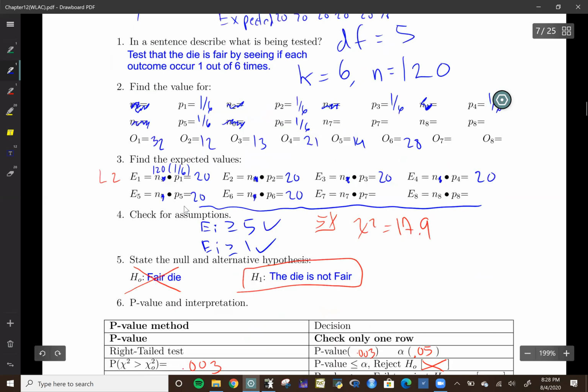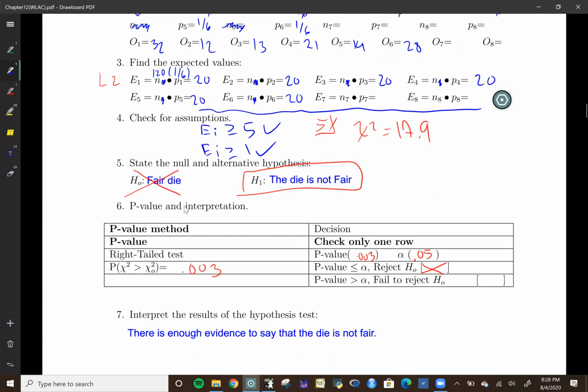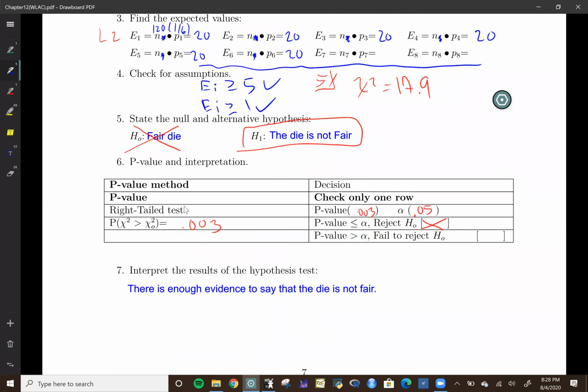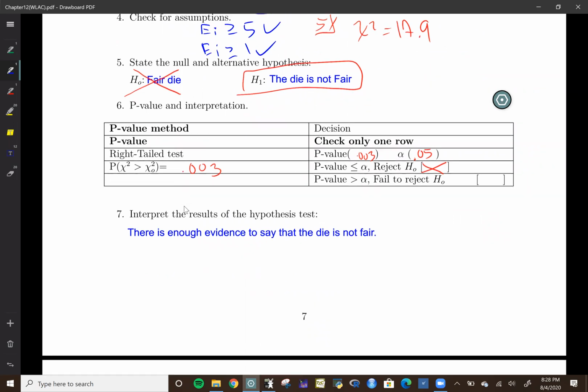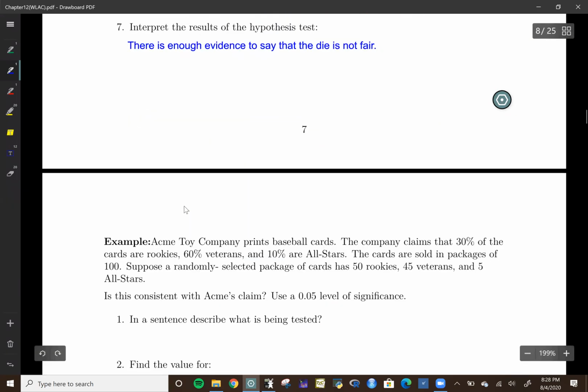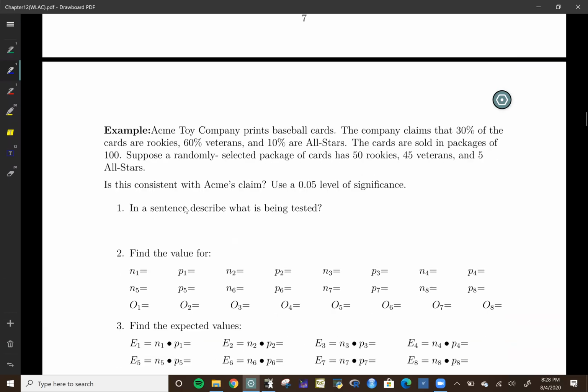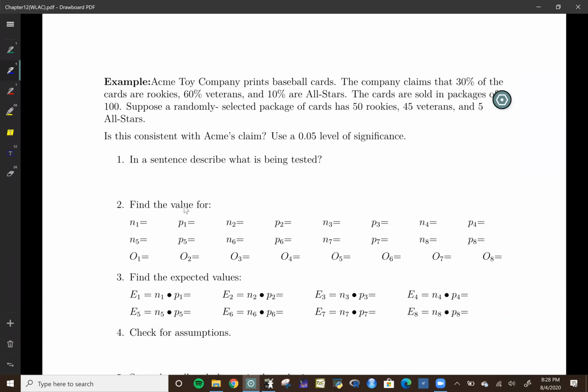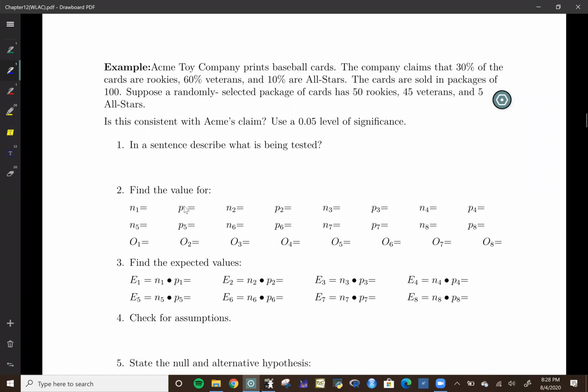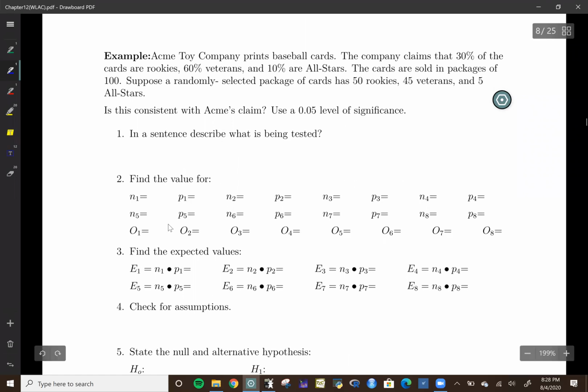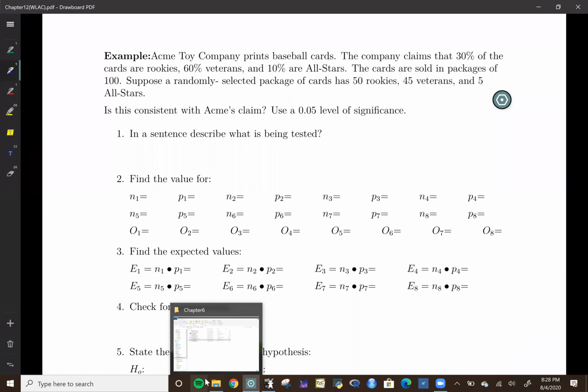All right, that's it for that last problem. Any questions for this problem? Right, so I'm definitely fixing 12. All right, so what I want you to do is practice on this next problem. Take a minute and try doing this one.